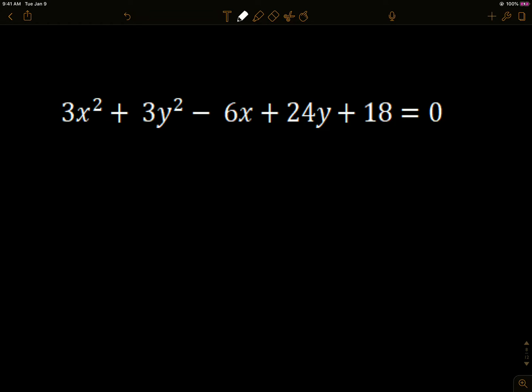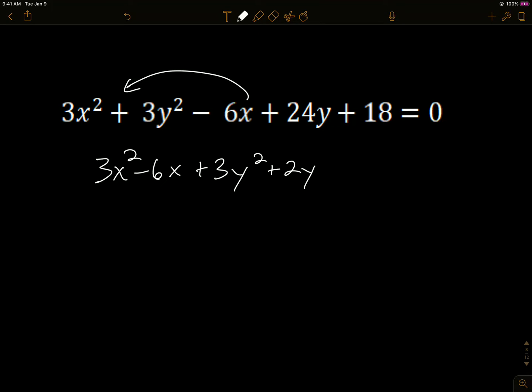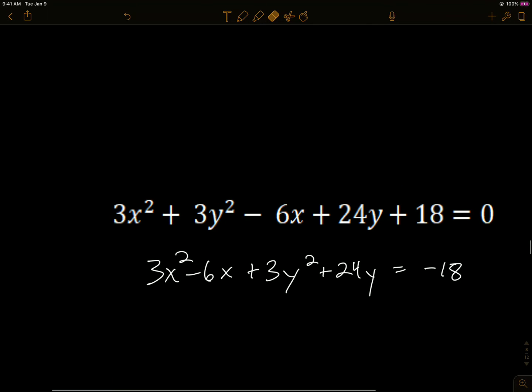Well, it's got to be in that graphing form. So again, I'm going to start by grouping my x's together. So I'm going to move this next to the x. And then I get plus 3y squared plus 24, whoops, that's 24y. Equals negative 18. I should back up a second and review how we know this is a circle in the first place.